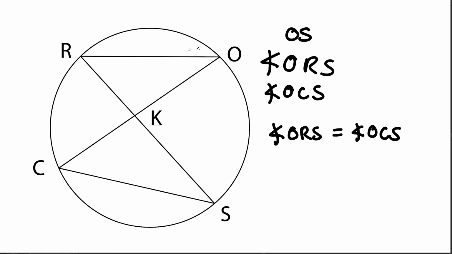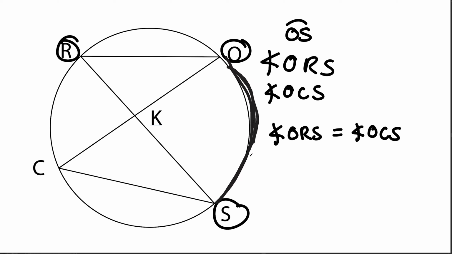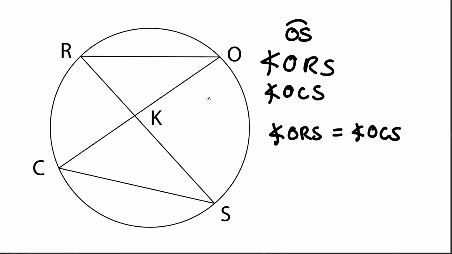And if we look at ORS, it also goes over the same path. So the edges of the inscribed angle are going to be connected to the same points. As a result, the inscribed angle is going to have the same value. So in conclusion, the inscribed angles are going to be equal to each other.